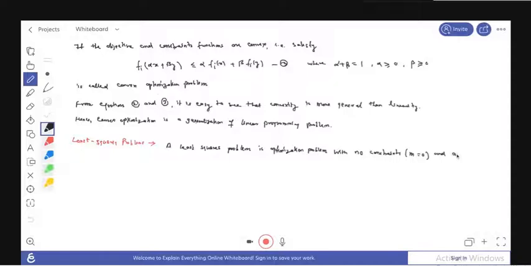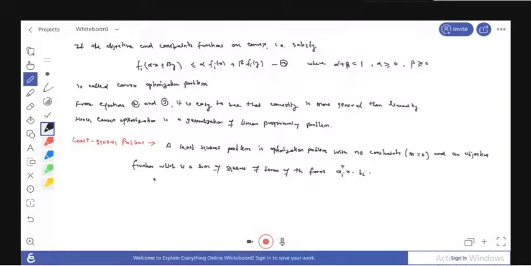The objective function is a sum of squares of terms of the form ai transpose x minus bi.